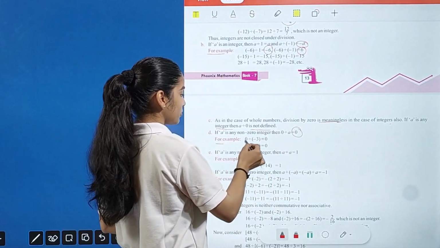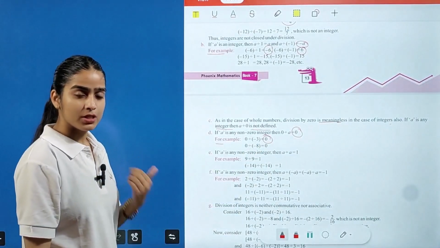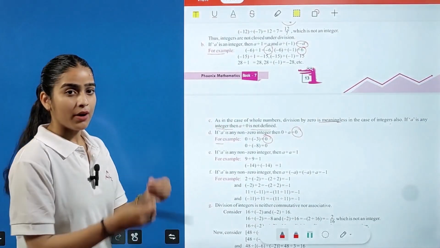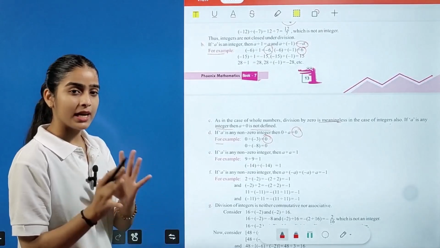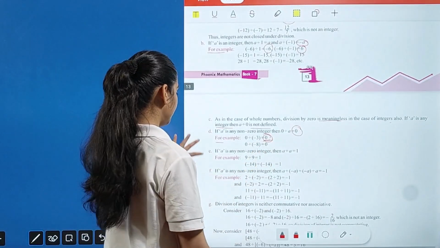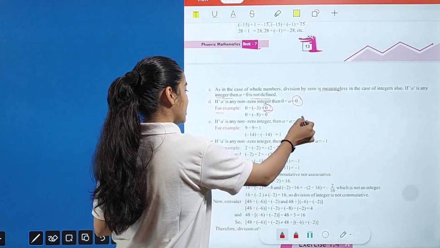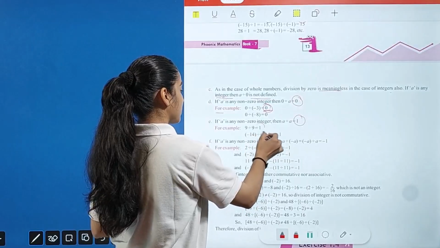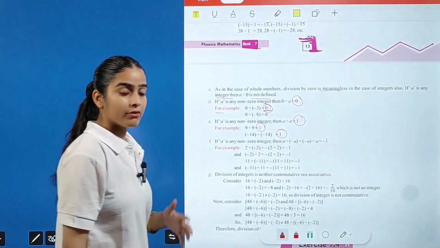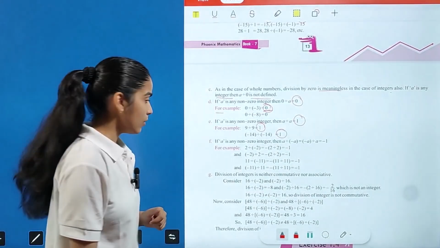For example, 0 divided by minus 3. Whenever you multiply a number with 0, or whenever you divide 0 by a number, it doesn't matter whether you are dealing with whole numbers or integers, in the end you get your answer 0 only. If a is any non-zero integer, then a divided by a is 1. So 9 divided by 9 is 1. Minus 14 divided by minus 14 is 1. Whenever we divide a number by itself, we get the answer 1.